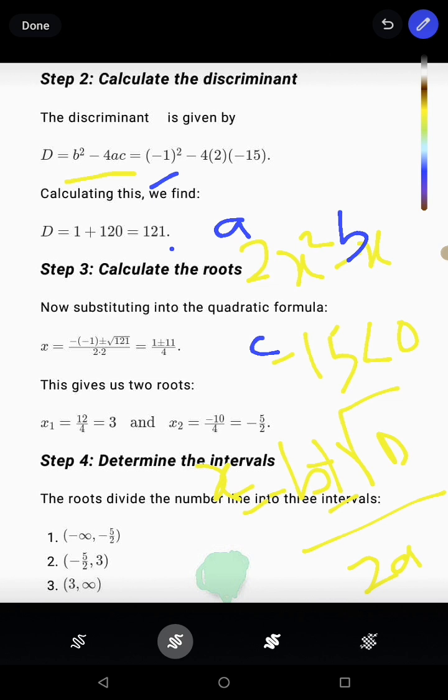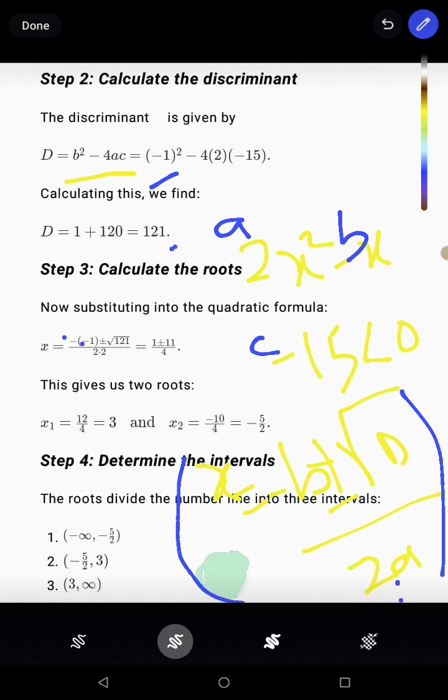How to get it now? So substituting it back into this place, we get what? Minus, in bracket, minus, because we have minus b. Don't forget minus b. So our minus b is going to be what? b itself is minus 1. So that will be minus of minus 1, plus or minus the square root of the discriminant, which is 121, over 2 times 2. That's 2a, which will be 2 times 2, and that is 4.